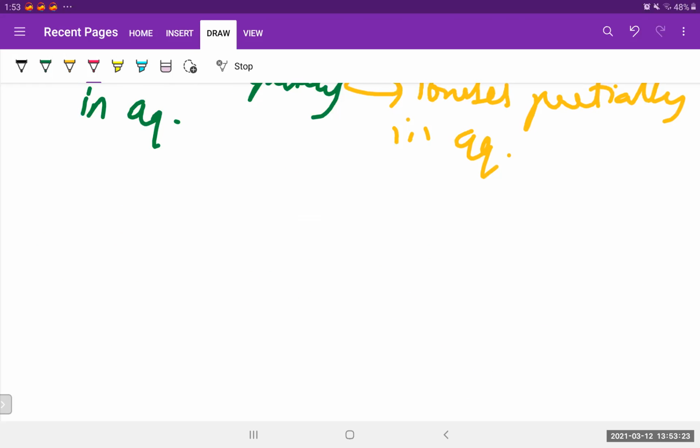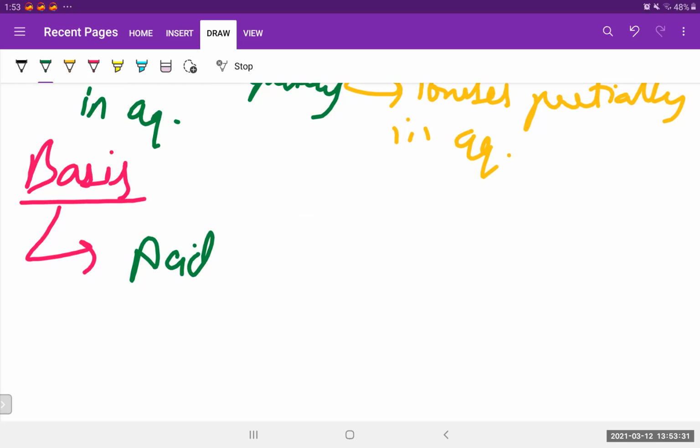Now let's talk about another basis. Let's now take the basis of acidity. Like in acids we had basicity, here we have acidity. See, these are two opposite things. In acids we had basicity, and in bases we are having acidity.